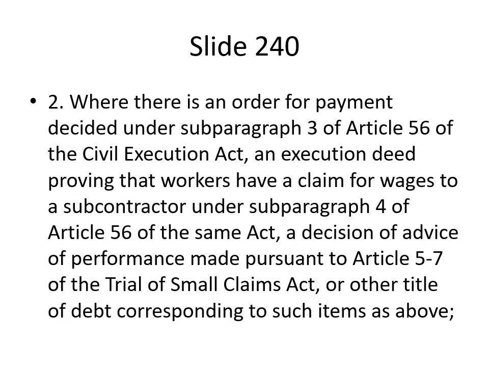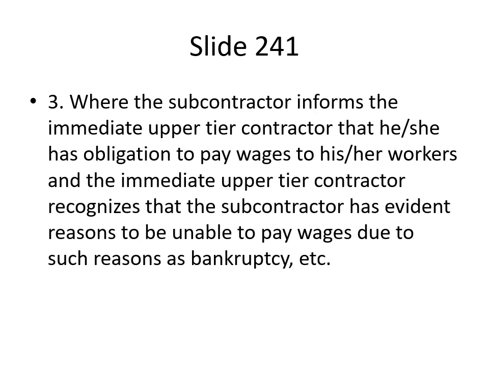2. Where there is an order for payment decided under subparagraph 3 of Article 56 of the Civil Execution Act, an execution deed proving that workers have a claim for wages to a subcontractor under subparagraph 4 of Article 56 of the same Act, a decision of advice of performance made pursuant to Articles 5 to 7 of the Trial of Small Claims Act, or other title of debt corresponding to such items as above. 3. Where the subcontractor informs the immediate upper tier contractor that she has obligation to pay wages to his/her workers and the immediate upper tier contractor recognizes that the subcontractor has evident reasons to be unable to pay wages due to such reasons as bankruptcy, etc.